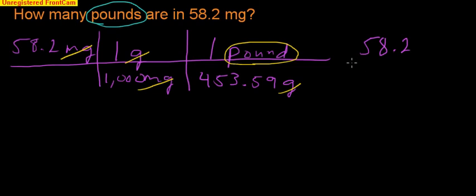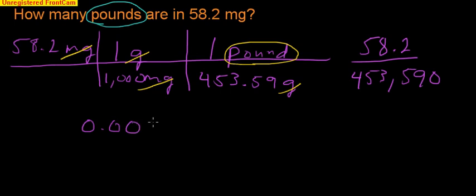Alright, so there's my decimal. And then I'm going to divide that by everything on the bottom. I know that 1,000 times 453.59 is equal to 453,590. So now what I have to do is take 58.2 divided by 453,590. And once I work that out, I actually get this really small number that's 0.0000128.